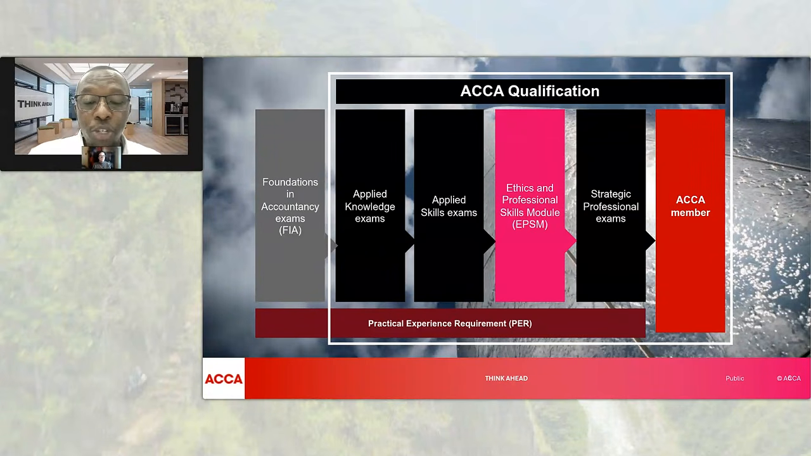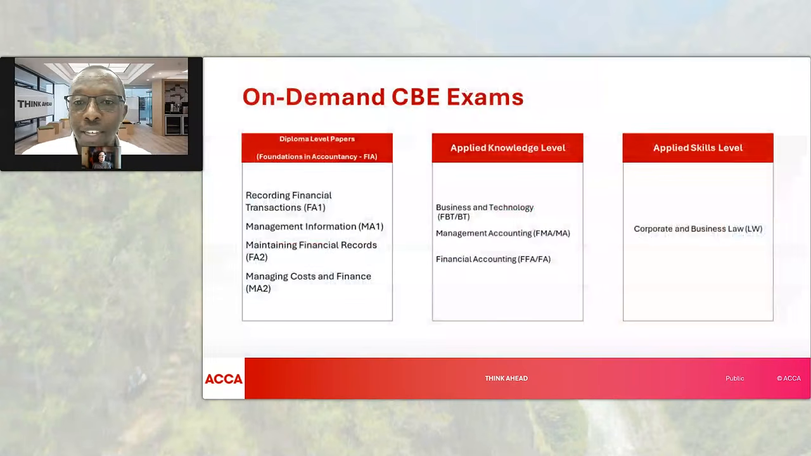Now, the final level is the strategic professional, and the exams at this stage prepare you for future leadership positions. The content covers case studies. Students can specialize in areas that suit their career ambitions. In addition to the exams, in between the applied skills and strategic professional levels, we advise you to complete the ethics and professional skills module. We've talked about the exams and the 3 levels. So I'll now delve a bit deeper into each of these and share with you the nature of the exams.